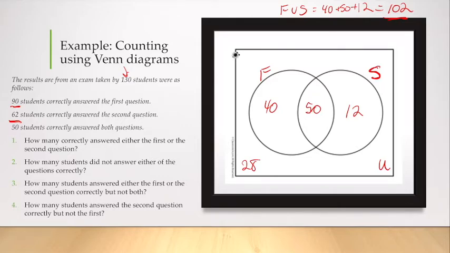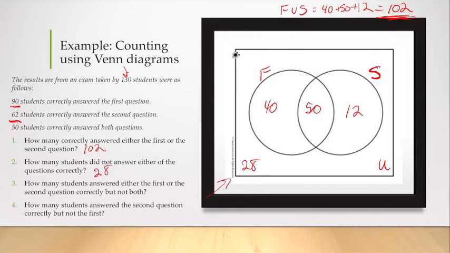Now that I've filled in my regions, we can answer our questions. So how many students correctly answered either the first or the second question? That would be the size of the union, which is 102. How many students did not answer the question correctly? That's going to be those left outside of F and S, so that's 28.